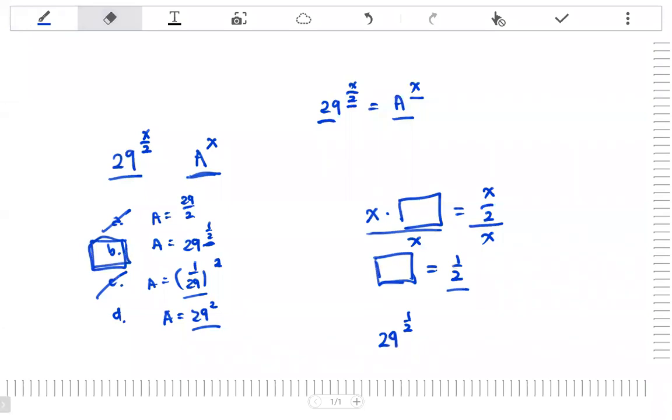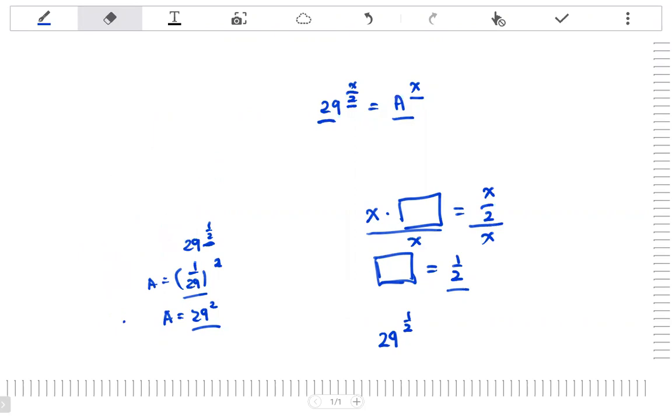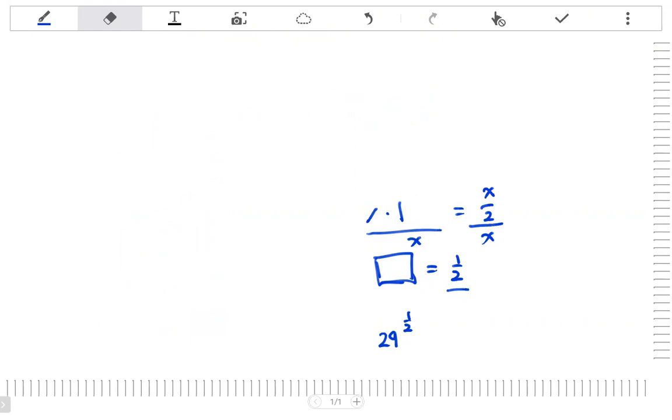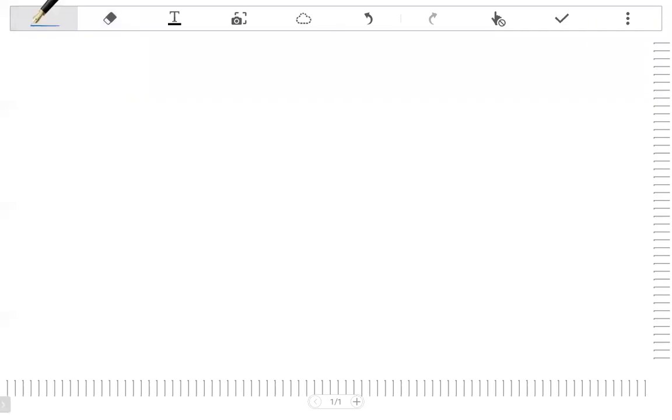Let's move on to the solving exponential equations part, because I would assume that was the hardest part. Let's try the second problem first. 2 to the 9x plus 2 equals 16 to the 5x minus 2.